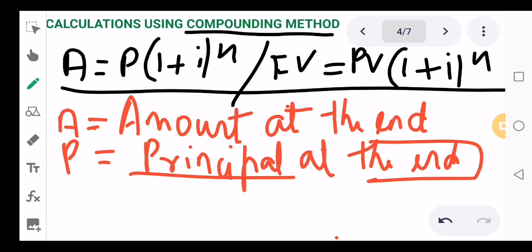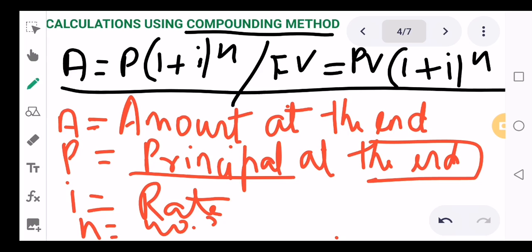I is the rate of interest. N is the number of years. So A is the amount at the end of the period, P is the principal, I is the rate of interest, and N is the number of years. This is the formula.